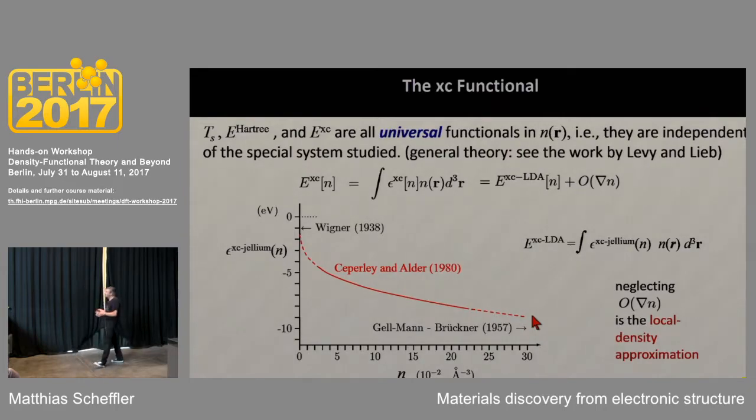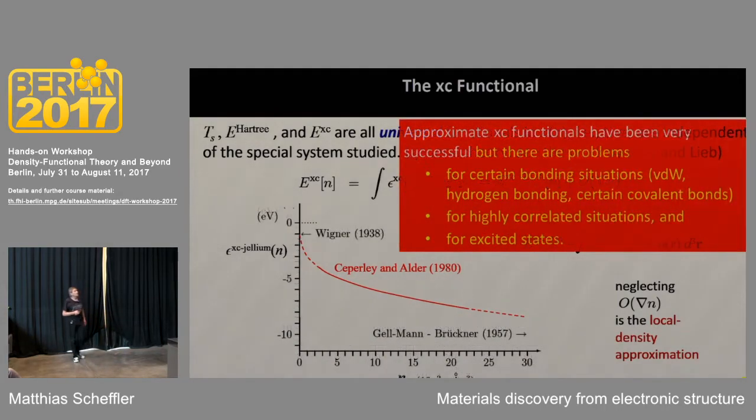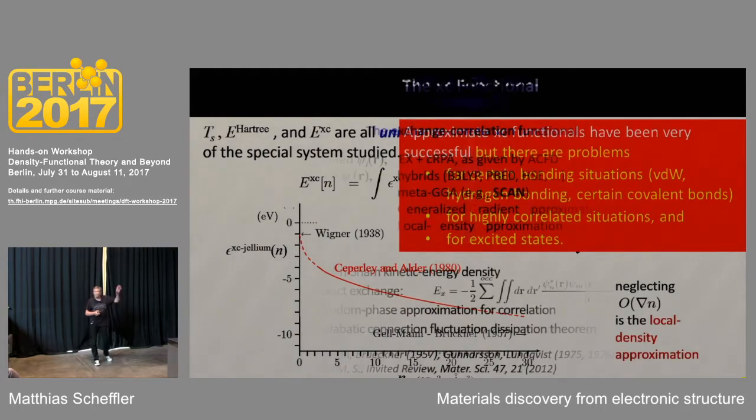This approximation, as you know, the local density approximation, is still used. For many things it is still a good thing. But of course, we are also doing better. Approximate exchange correlation functionals have been very successful, but there are problems: van der Waals, and you will hear a talk tomorrow by Alexandre Tkatchenko, hydrogen bonding, certain covalent bonds, certain correlated systems, and for sure excited states, where several people will teach you how to deal with this. But for many things, when you know what you are doing, you can use this approximation or other approximations.